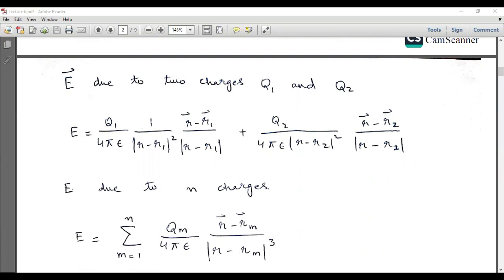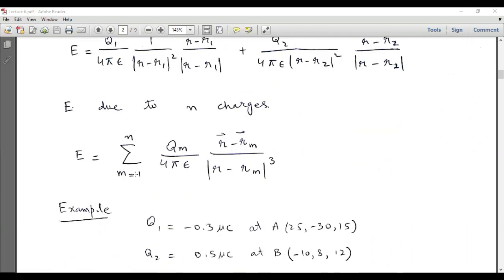Similarly, the electric field due to n charges will be the sum of the electric field due to the individual charges. So we have to use the summation term over here, and it will be the sum from m equal to 1 to n of Qm over 4 pi epsilon, (r minus rm) divided by the magnitude of (r minus rm) cubed.